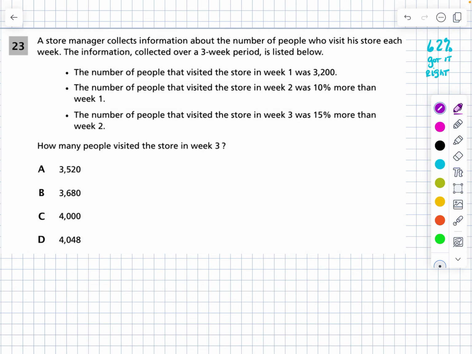Okay, this is question number 23. A store manager collects information about the number of people who visit his store each week. The information collected over a 3-week period is listed below. The number of people that visited the store in week 1 was 3,200.